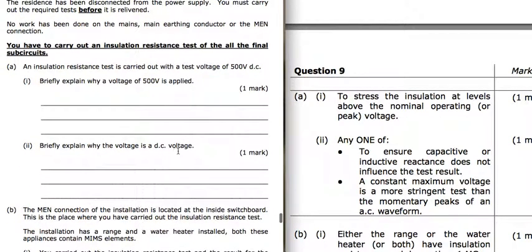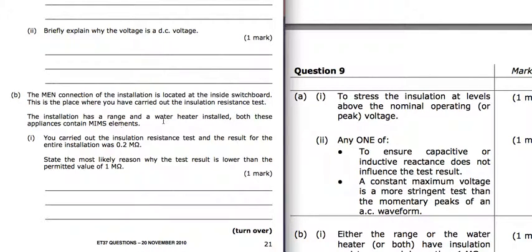Why the voltage is a DC voltage, I've always thought that it's because it keeps it at maximum. There's no peaks and troughs like AC, so it's a very good test. It gives a 500 volts straightforward DC. But they're also looking at to ensure the capacitive or inductive reactance does not influence the test result. So because it's AC, it's going to cause inductive reactance and capacitive reactance, and so they might affect the test result. So we use DC so that doesn't come into it. If I was remembering this for an assessment, I would be remembering that DC is constant and stresses it better than AC.